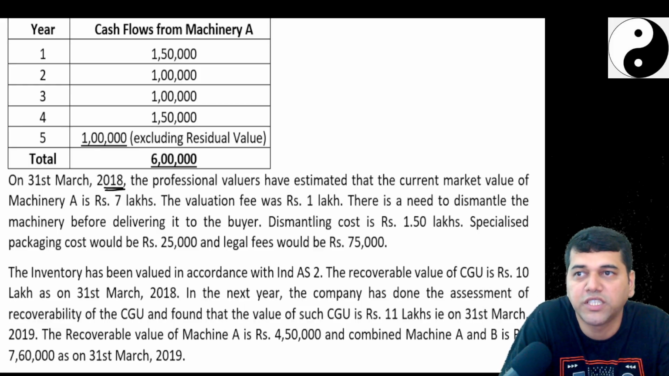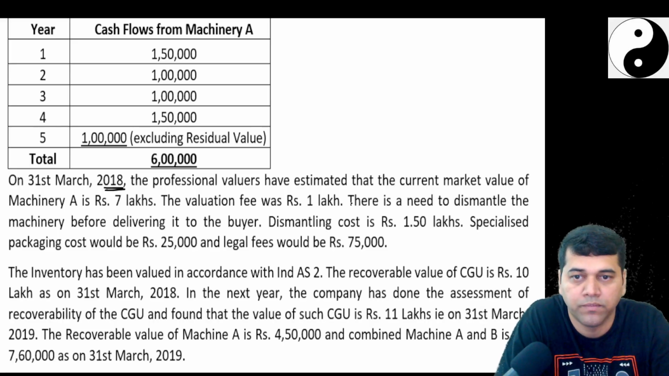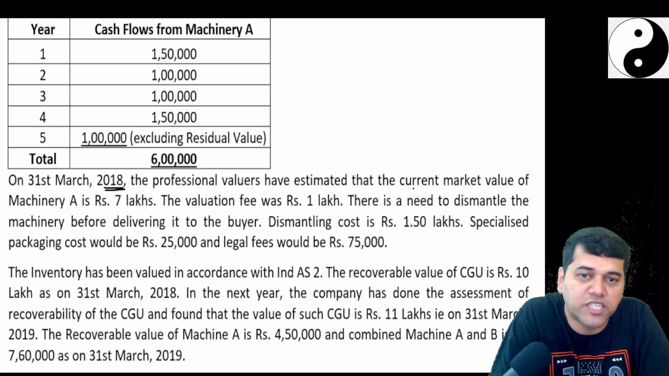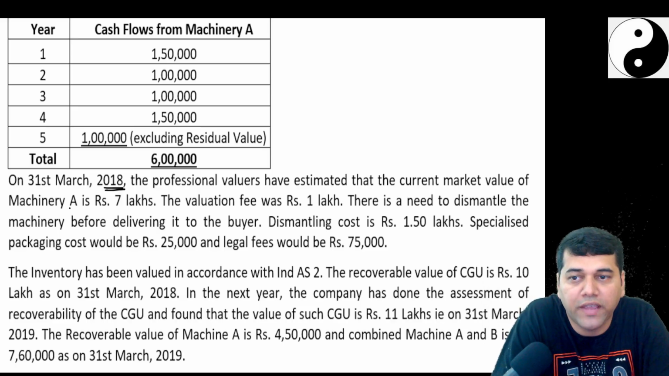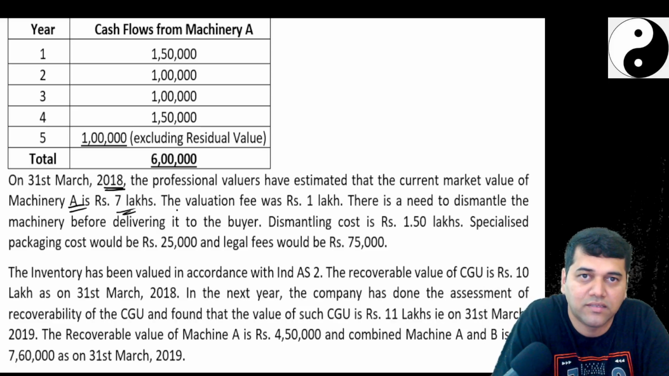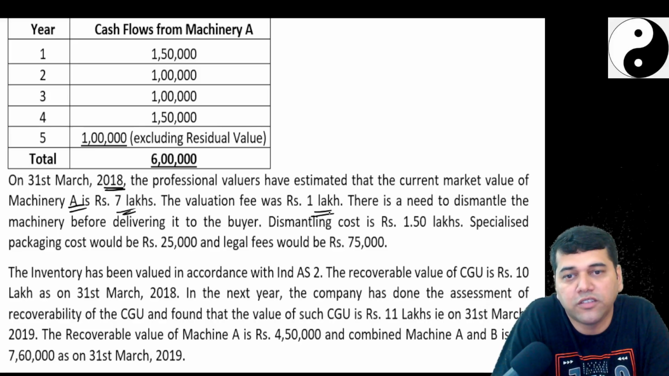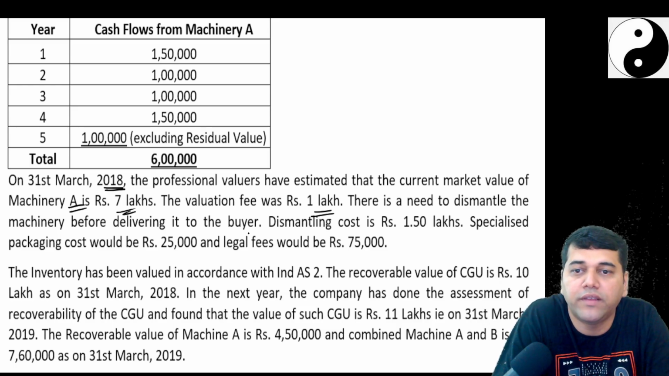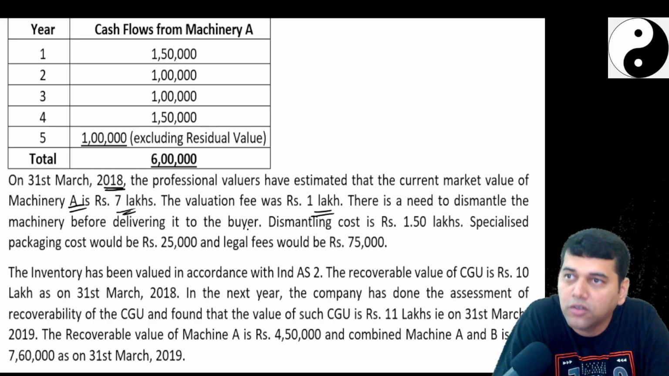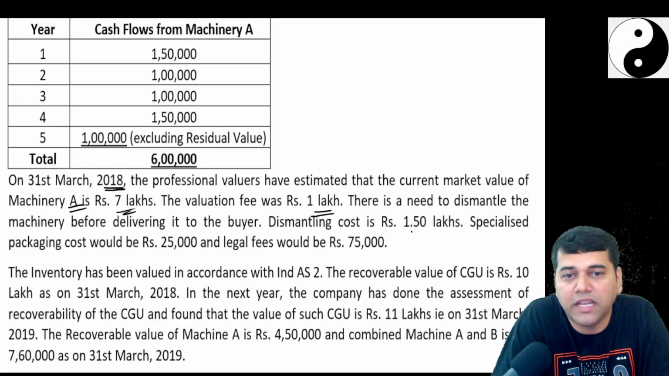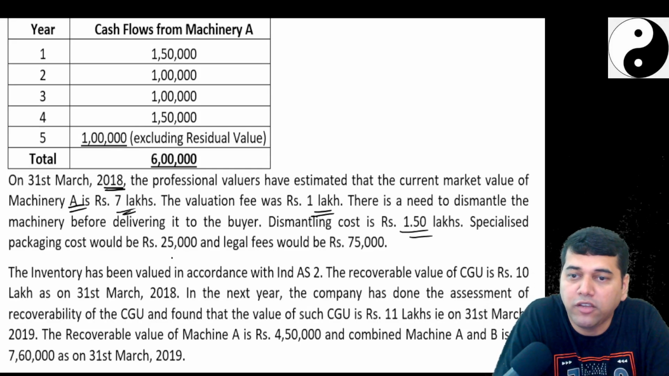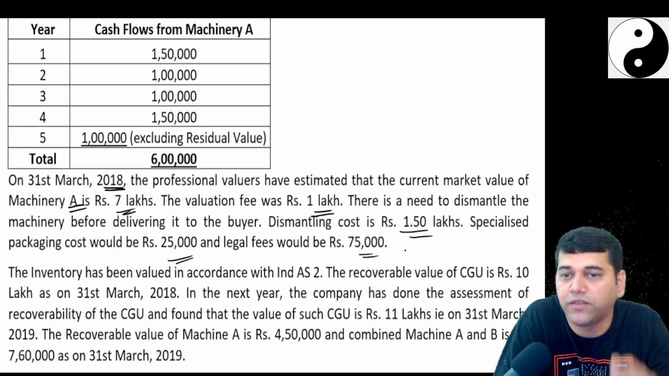5 years over. For machinery B, 3 years over. Professional valuers estimated that the current market value of A is 7 lakhs and the valuation fees is 1 lakh. What is this? Cost to sell. There is a need to dismantle the machinery before delivering. What is this? Cost to sell. Dismantling cost is 1.5 and packing cost is 25,000. Legal fees would be 75,000.